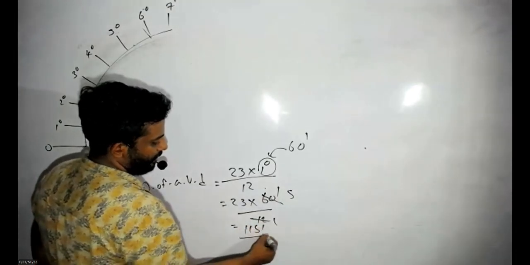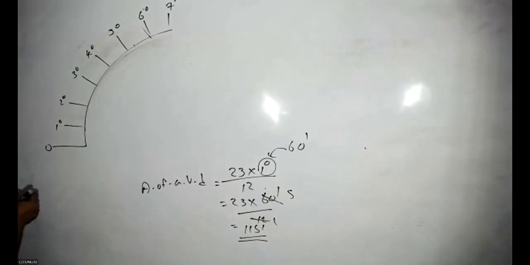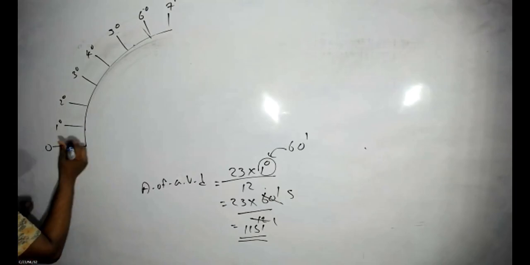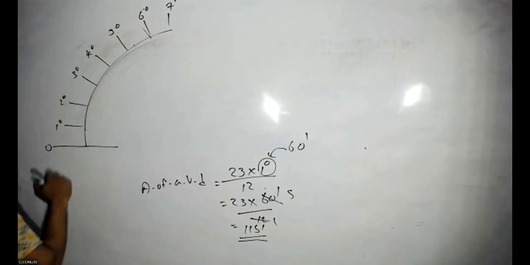115 minutes. The angle of one vernier division is 115 minutes. That is greater than 60, greater than 1 degree, right? 115 is greater than 60, no? That is greater than 1 degree.